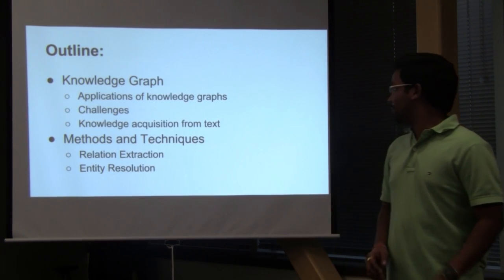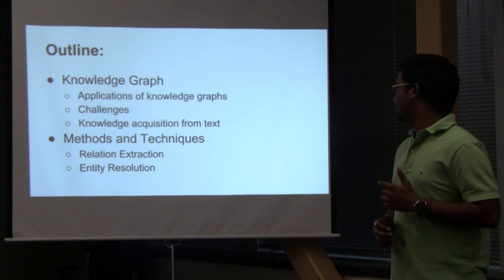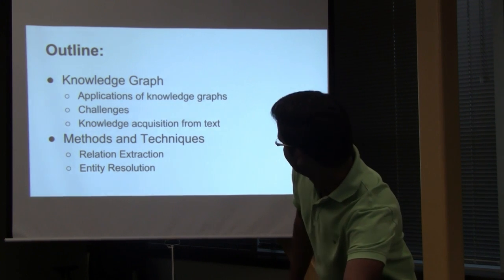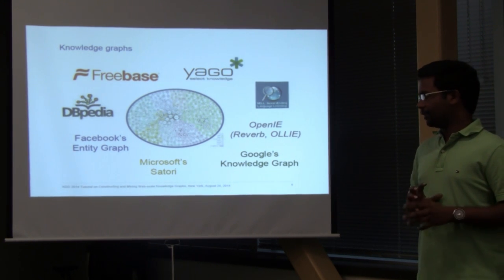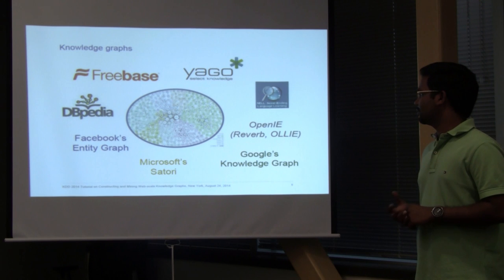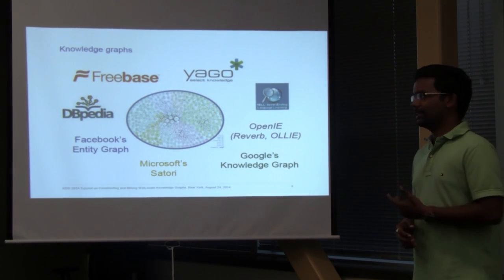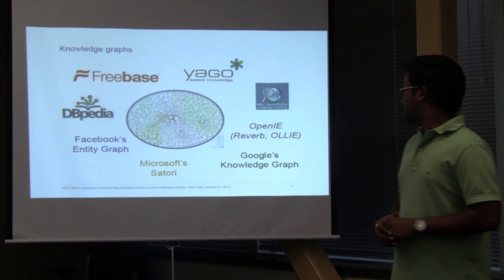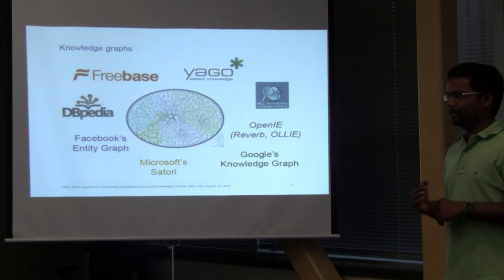So the outline of the topic today is I'll briefly cover what are the applications of the knowledge graph and challenges, and how do we acquire knowledge from the text and methods in there. So when we see the knowledge graph, the current knowledge graphs are like Freebase, which is a MetaWeb initiative, and which is further expanded like Google Knowledge Graph, and LOD's initiative, DBpedia, and Facebook's Entity Graph. All these are the knowledge graphs that we have seen, and YAGO is an ontology knowledge graph. And OpenIE is an open information extractor, which scales to the web to get the unstructured knowledge graph.